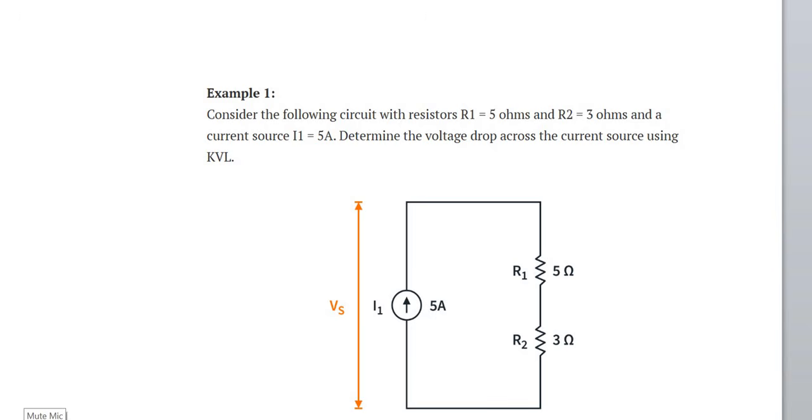Following circuit with resistors R1 equal to 5 ohm and R2 equal to 3 ohm. Both these resistors have been connected in series, and the current source I1 is supplying 5 ampere. Determine the voltage drop across the current source using Kirchhoff's voltage law.